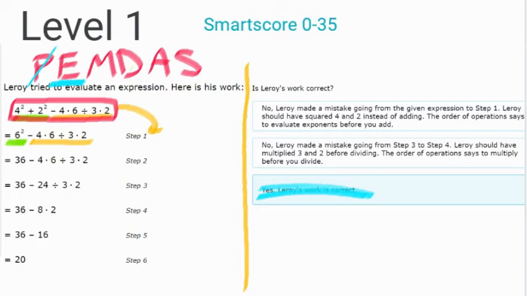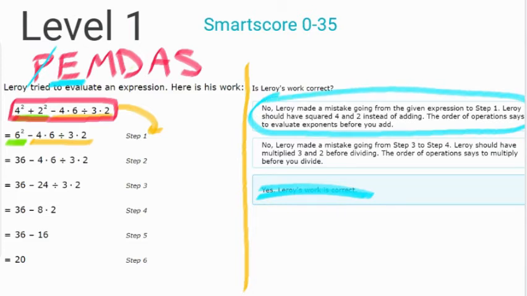No, Leroy made a mistake going from the given expression to step 1. Okay, this sounds good. Leroy should have squared 4 and 2 instead of adding. Okay, yeah, that is our correct answer. So it's this option. Okay. So we can reason through it that way. All right, let's take a look at another one.